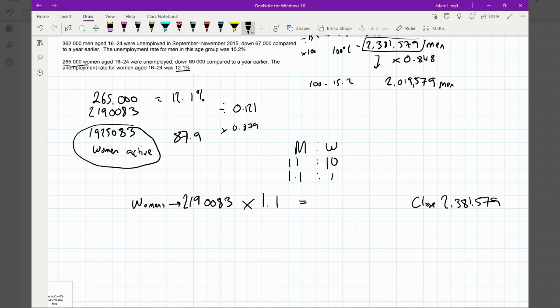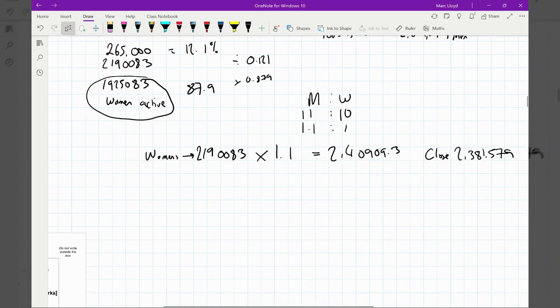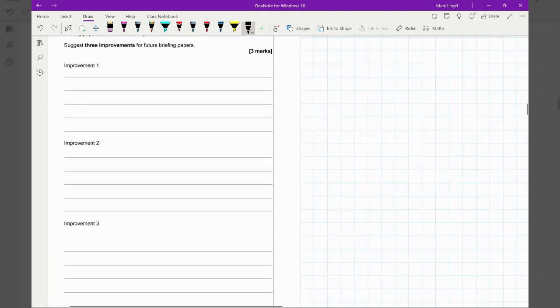And then when we multiply it by 1.1, it should be close to the 2381579. So we'll run that through the calculator, and it gives me 240909.3, and that's pretty close. So then we can go on to say that the company that made this claim, Dynamic Youth, is correct. Okay, so that's that bit done. That was a pig.